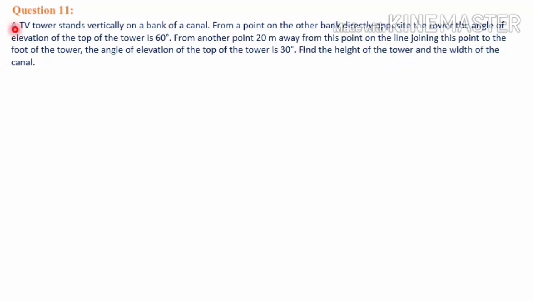Let's go through the question once again. A TV tower stands vertically on a bank of a canal. There is a canal and there are two banks. And in one bank there is a TV tower, and on another bank a person is standing, and he is looking at the top of the TV tower at an angle of 60 degree. And from that point he is moving backward 20 meter and he is reaching a particular position, and at that particular position he is looking at the top of the tower at an angle of 30 degree. We have to find out the height of the tower and the width of the canal.